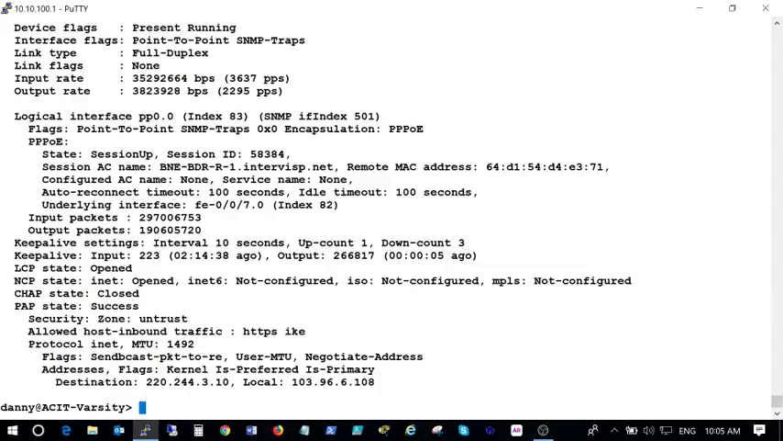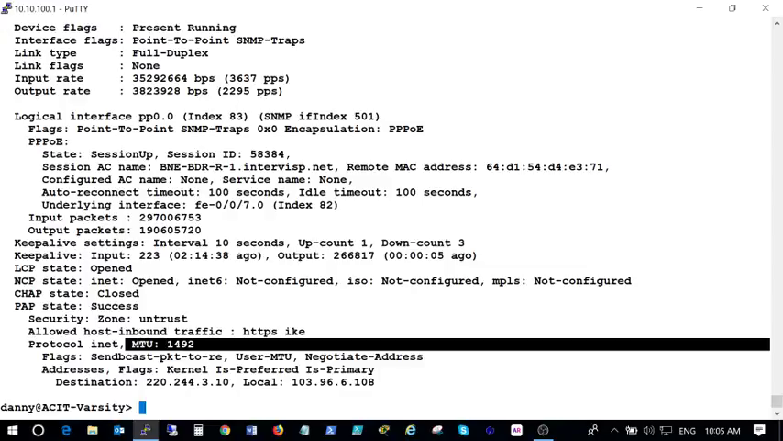So what other interesting things can we see here? Here's an interesting thing. The protocol is INET. What does that tell us? Anybody? INET means IP version 4. Okay, that tells us we're running IPv4. MTU 1492. What does that mean?